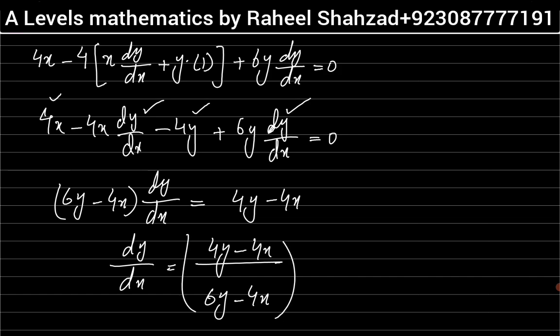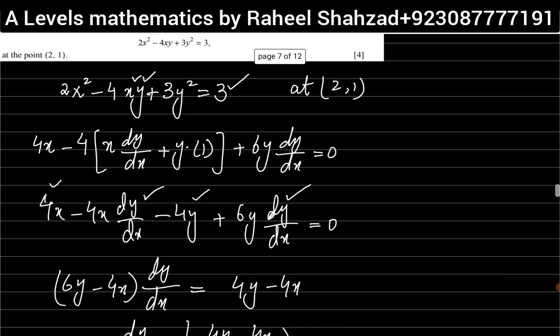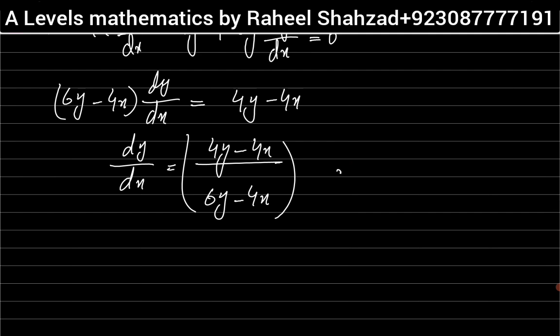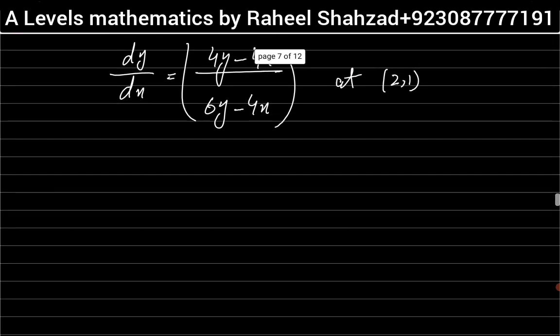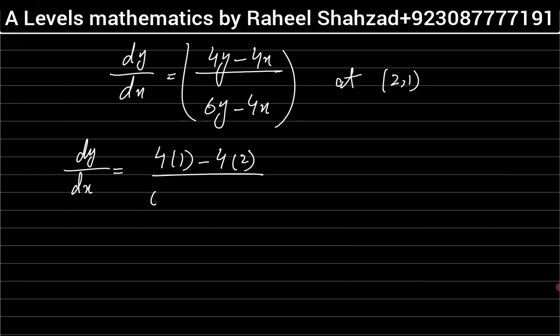Okay, now this is your derivative, and it is at 2, 1. So at 2 and 1 we need to find the derivative. So your derivative is going to be dy by dx is equal to 4y minus 4x divided by 6y minus 4 into x.